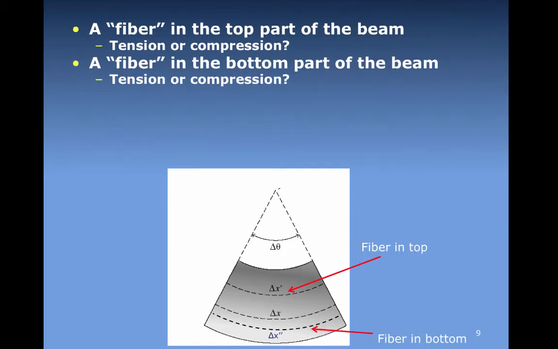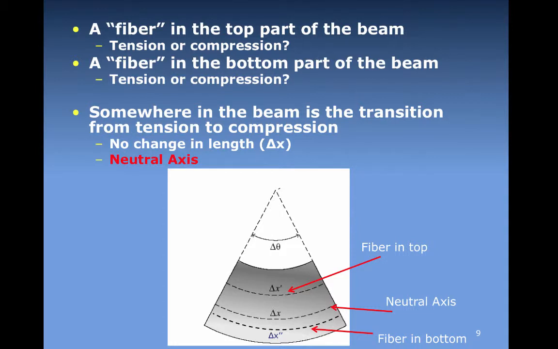We can track fibers both on the top and the bottom of the beam, and there's a particular location along the thickness of the beam where the length of the fiber in the deformed configuration is no different than the length of the fiber in the undeformed configuration. This is the axis of the beam that's referred to as the neutral axis. There is neither tension nor compression at that point in the beam.